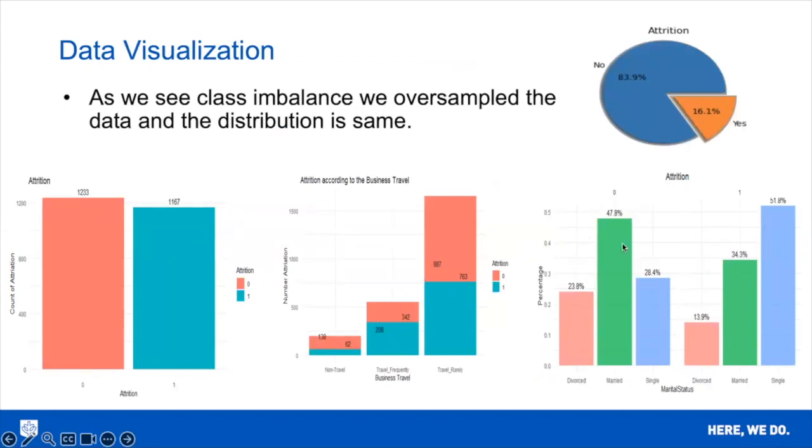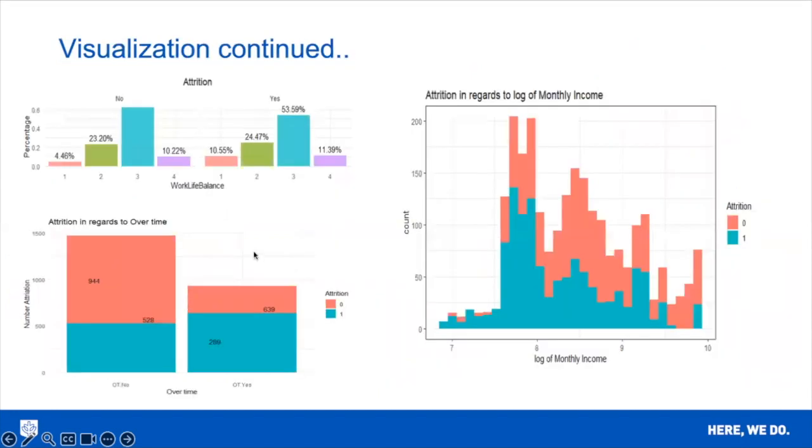We also did some quick distributions to see how things like business travel, marital status, work-life balance, and overtime affected attrition or were related to it, along with the income. As you can see, less income means higher attrition.